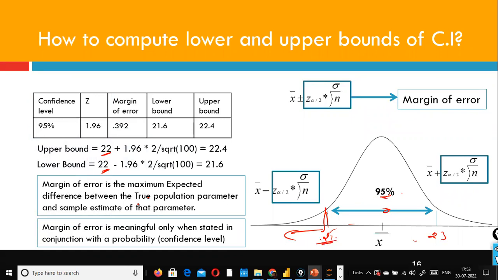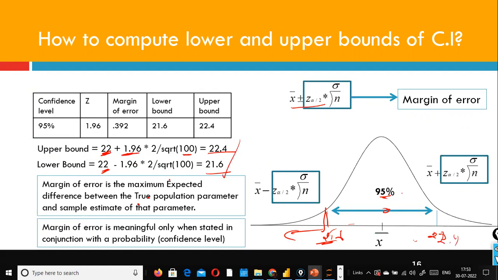So how did you arrive at 21? As per your sample, the mean is 22 plus or minus 1.6, the z alpha divided by 2, which is a constant value, into your population standard deviation divided by the square root of 100. Let's say you ran a survey of 100 students, square root of 100. Think of 2 as your population standard deviation. You arrive at an upper bound with this value, and a lower bound with this, so anywhere between 21.6 and 22.4.